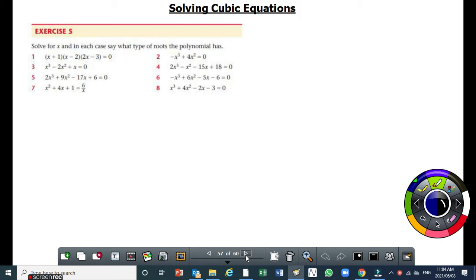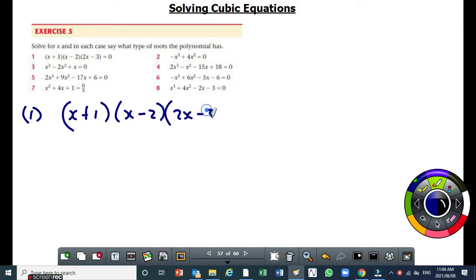Alright, let's start with number 1. We are now solving the cubic equation. So we have (x + 1)(x - 2)(2x - 3) = 0. This is a cubic equation. Fortunately, the cubic polynomial was factorized for us.